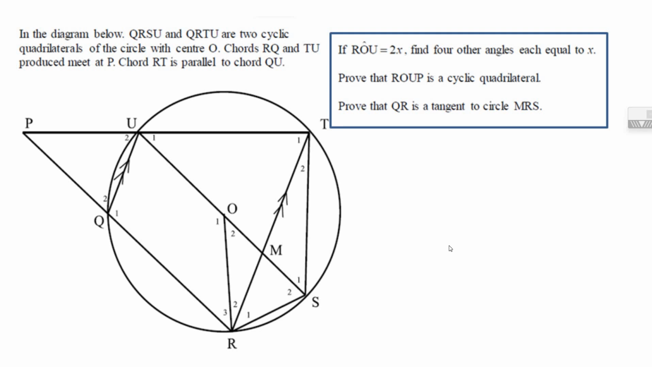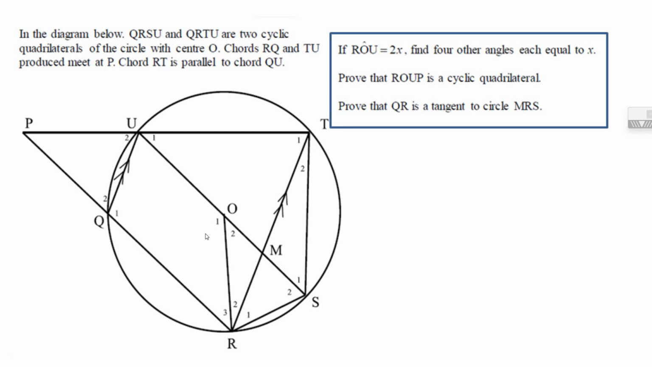Okay, look at this circle with these parallel lines and two quadrilaterals, QRSU, and another one, QRTU. The center is right there at O, and there are chords produced that meet at P, and RT is parallel to QU, and we're going to need all that.